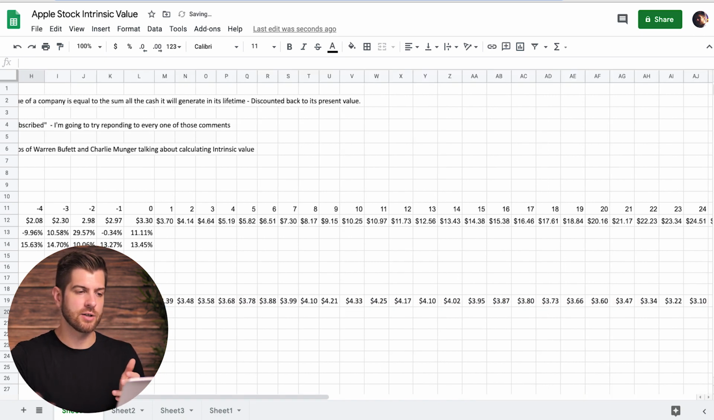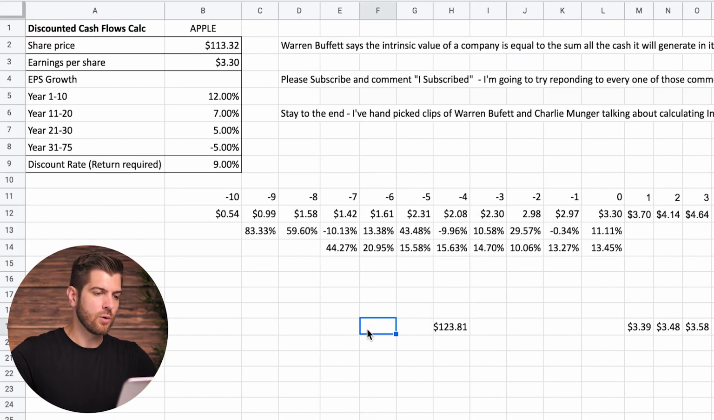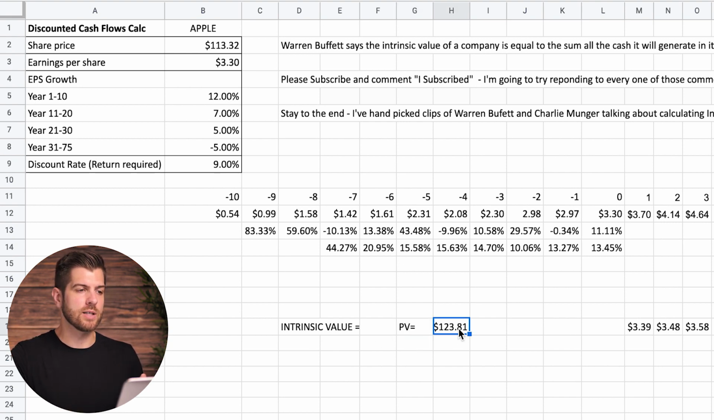Anyways, we're going to hit enter to get the sum, and we're going to calculate here that the present value, or in other words, the intrinsic value, is $123.81. So since the price is $113 and the present value is $123, that would mean buying Apple at this price of $113 is buying Apple at less than it's worth, based on these parameters.